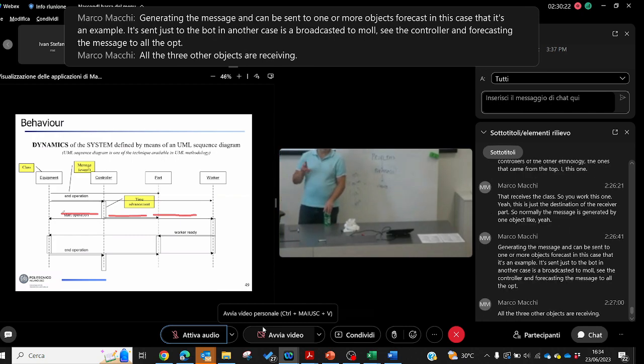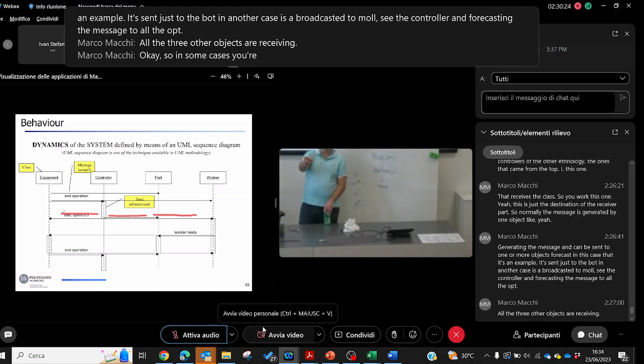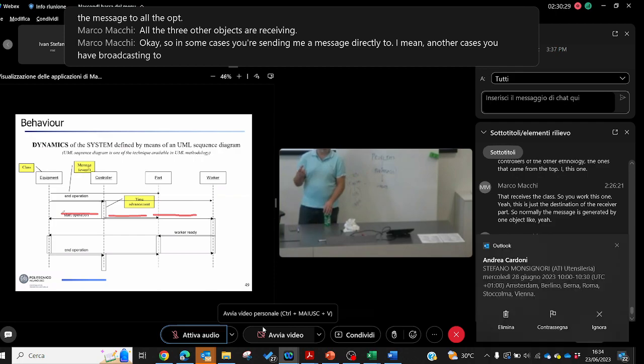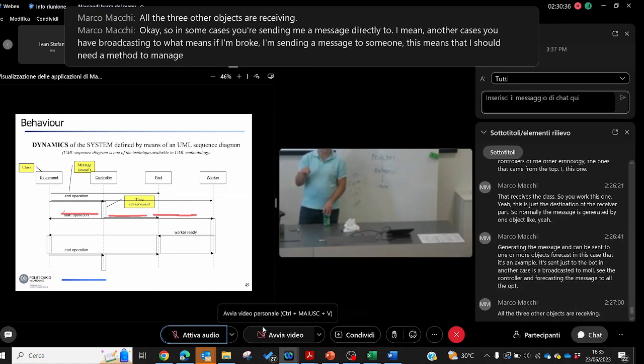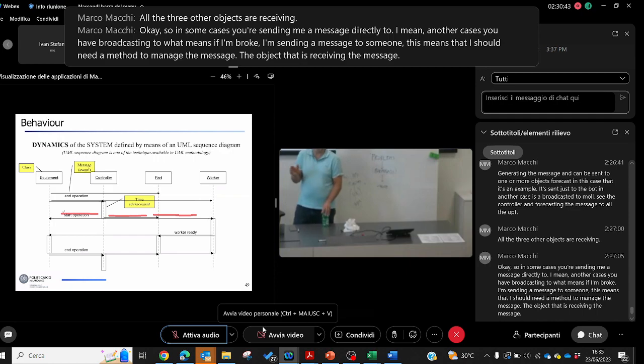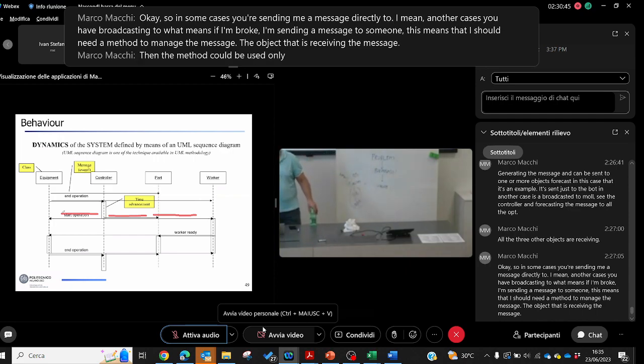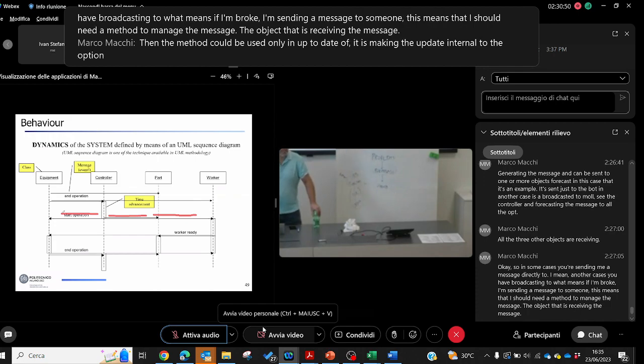So in some cases you are sending a message directly to one object, in other cases you are broadcasting. What does it mean? If I'm sending a message to someone, this means that it needs a method to manage the message. The object that is receiving the message has a method. The method could be only an update of attributes, an update internal to the object, not necessarily providing an output. I don't know if I answered you.